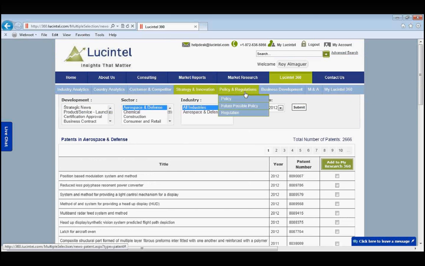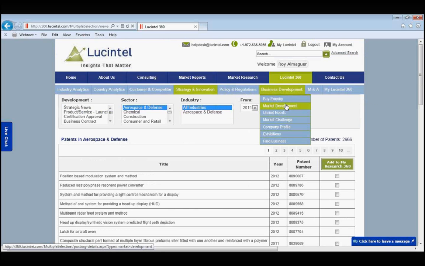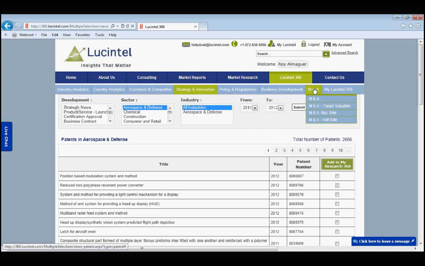In terms of policy and regulation, you can look up what current policy is, future possibility of policies, regulations. In terms of business development, you can quickly deal with market development, some unmet needs, what are some market challenges, any upcoming exhibitions. When we look at M&A, you can validate a specific target.